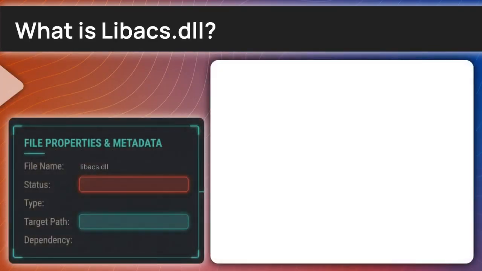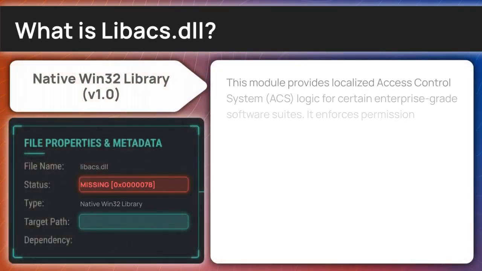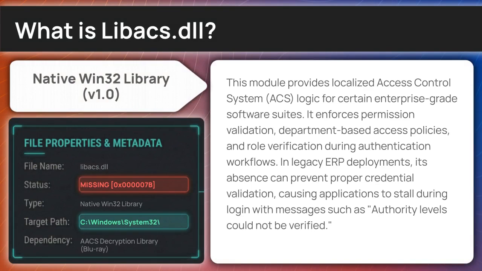This is the Libacs Library. This module provides localized access control system (ACS) logic for certain enterprise-grade software suites. It enforces permission validation, department-based access policies, and role verification during authentication workflows. In legacy ERP deployments, its absence can prevent proper credential validation, causing applications to stall during login with messages such as "authority levels could not be verified."